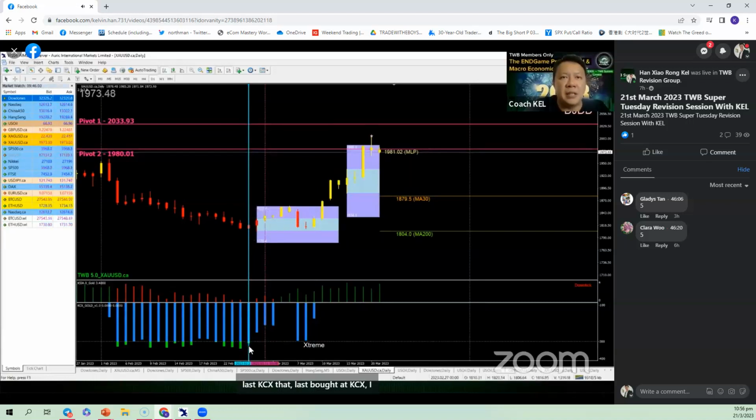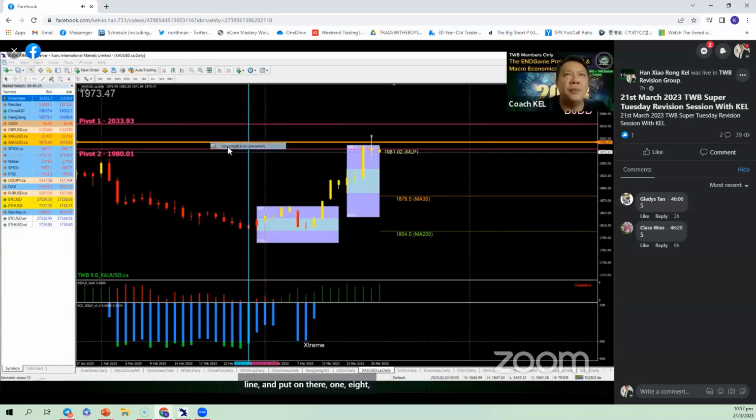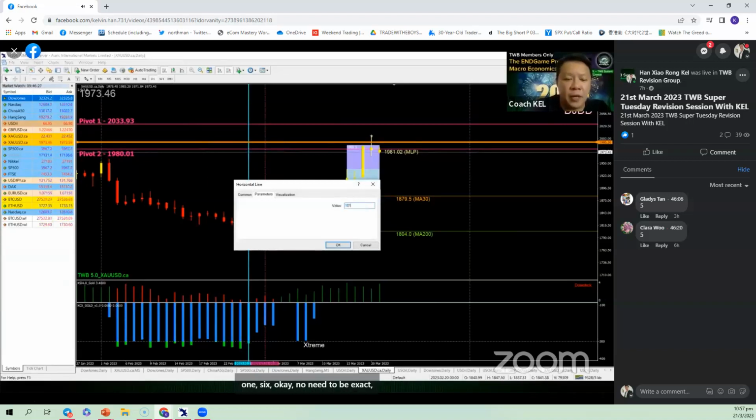Now this is the last KCX, the last bar at KCX. I want you to go and find the closing price of this guy. The closing price on the bottom right, you can see the numbers over here. The number shows as 1816. Can you see 1816, the closing price? Okay. So now I want you to take a line and put it down there at 1816. Don't need to be exact, just roughly is fine.